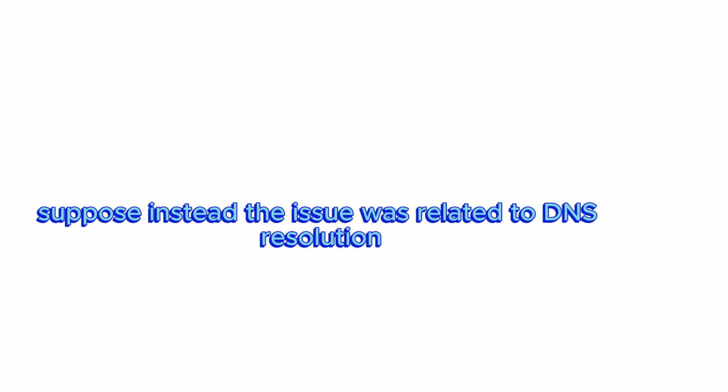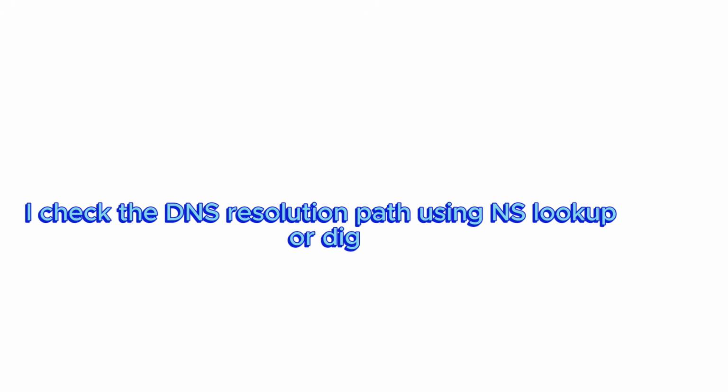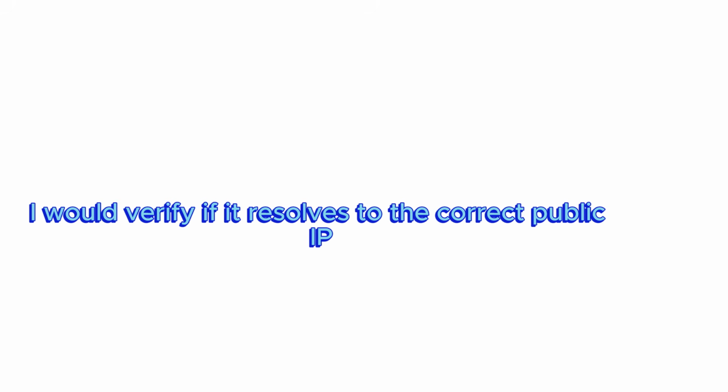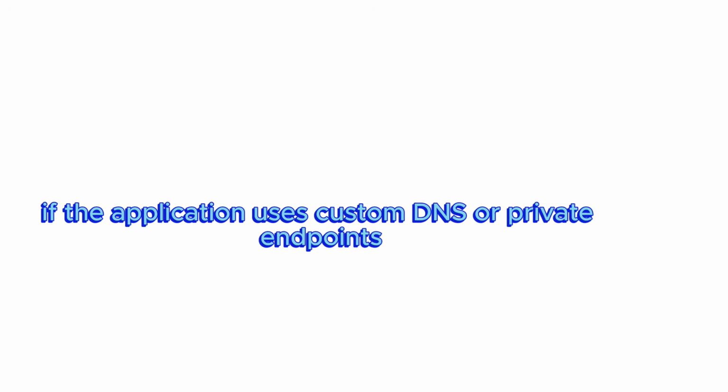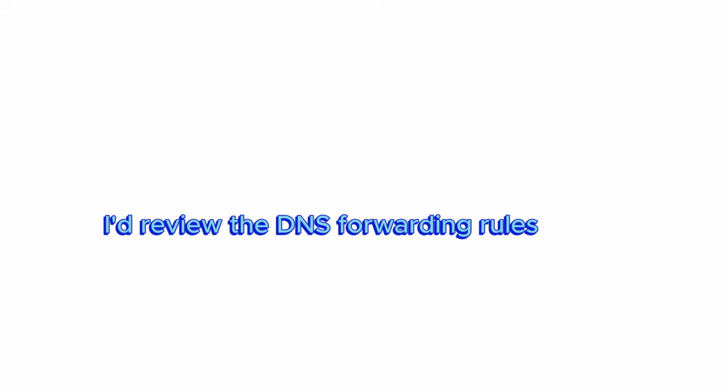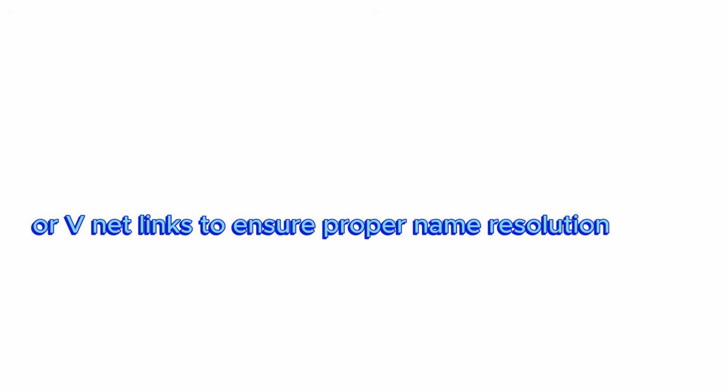Good. Suppose instead the issue was related to DNS resolution. How would you handle that? If DNS is suspected, I check the DNS resolution path using NSLOOKUP or DIG. I would verify if it resolves to the correct public IP and that there's no mismatch due to recent DNS updates. If the application uses custom DNS or private endpoints, I'd review the DNS forwarding rules or VNet links to ensure proper name resolution. If changes were made, I'd validate whether they were approved under change control and rolled out correctly across environments.